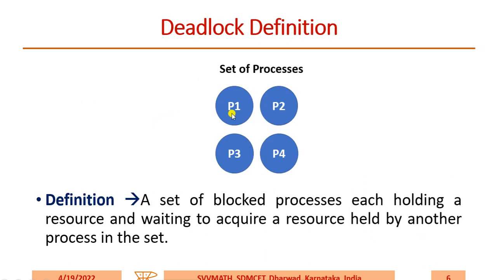Try to understand deadlock. There is a set of processes P1, P2, P3, P4. These are blocked, all are in the waiting state, and they are waiting for each other. P1 is requesting some resource held by P2. P2 is requesting some resource held by P4. P4 is requesting some resource held by P3. P3 is requesting some resource already held by P1. Like that, they are waiting for each other. So this set of processes will never change their state from wait to ready. We say this situation is a deadlock.